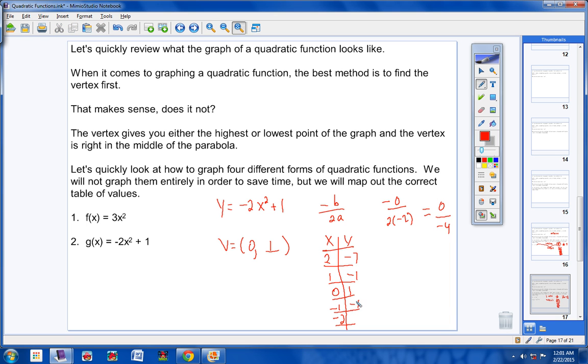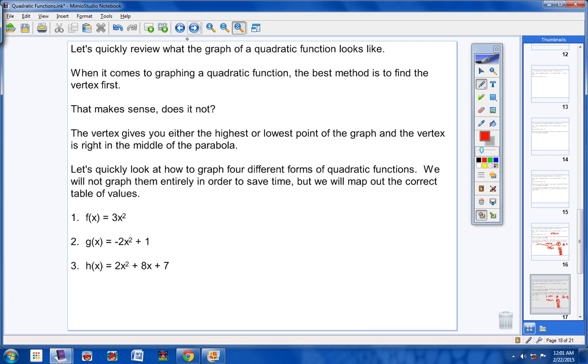Now I'll put a negative 2 in. A negative 2 squared is 4. 4 times negative 2 is negative 8 plus 1 is negative 7. Trust me, if you'll plot those 5 points, they will line up in a parabola form. You can do that later on your own time if you want to.